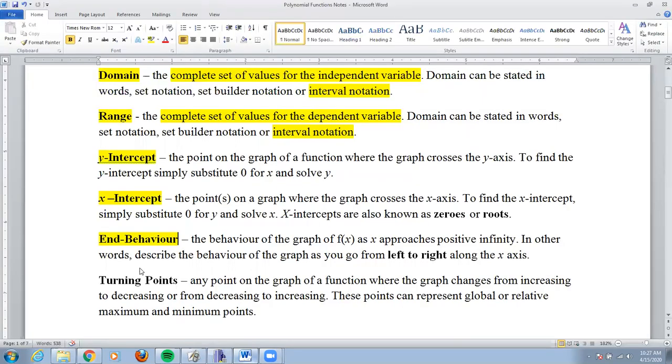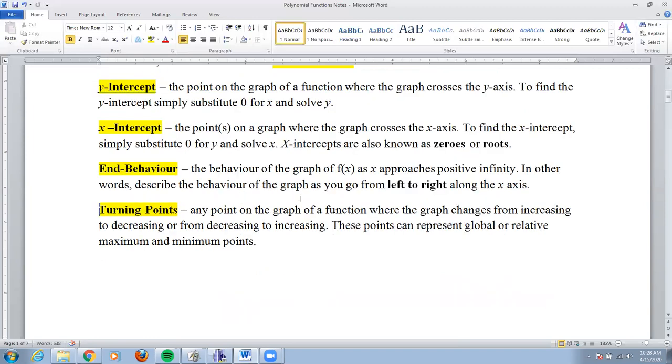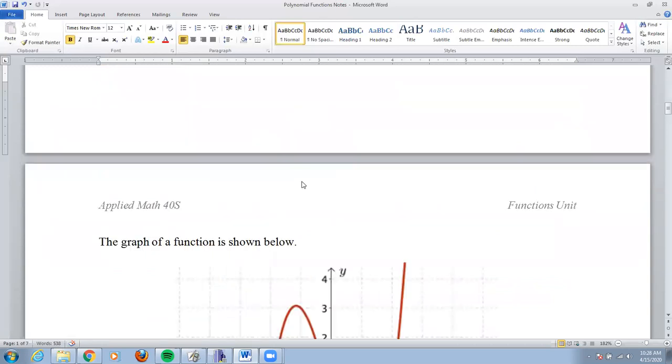Turning points. So as you saw last year in grade 11 applied, a quadratic parabola has one turning point, the vertex. All right, so you'll see what happens with cubic functions. So basically a turning point is any point on the graph where the graph changes from increasing to decreasing, or vice versa. So if it's increasing and then it changes to decreasing, or if it's decreasing, then it changes to increasing. They could be absolute maximums, or they could be relative maximum and minimum points, as we'll see again when we talk about cubic functions.